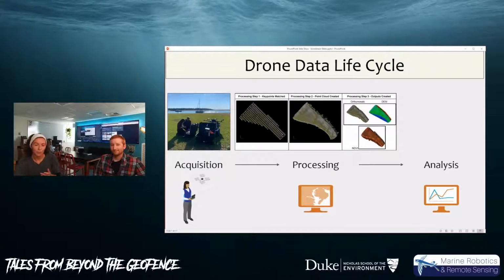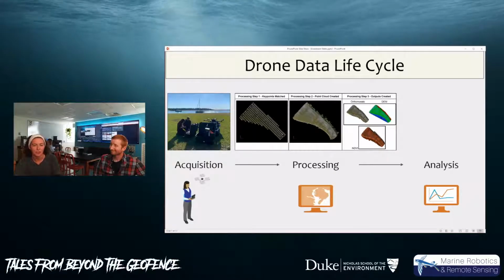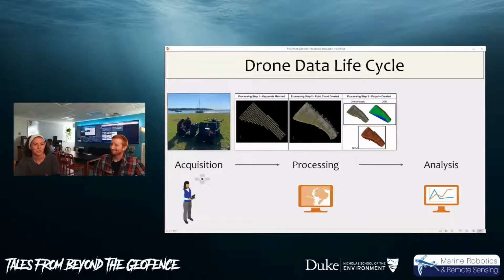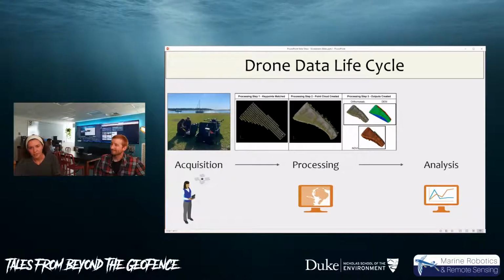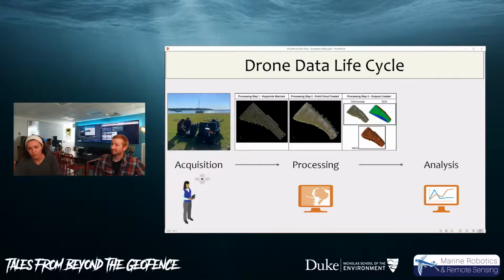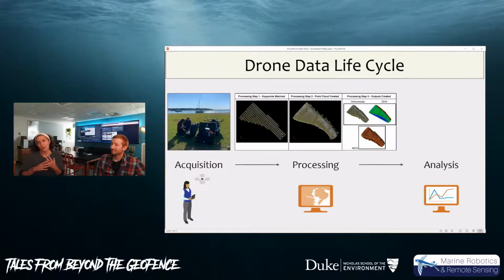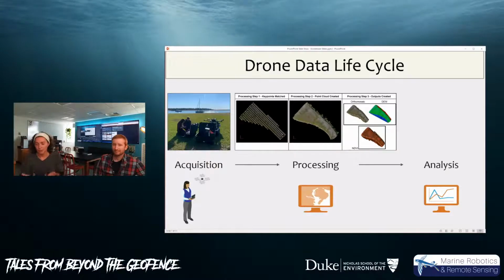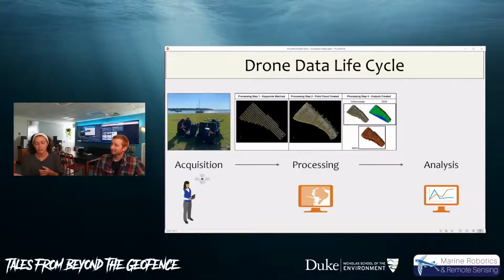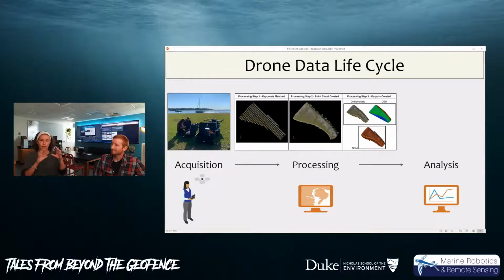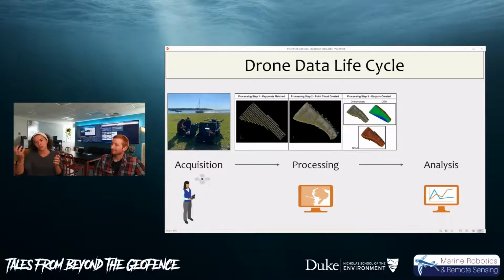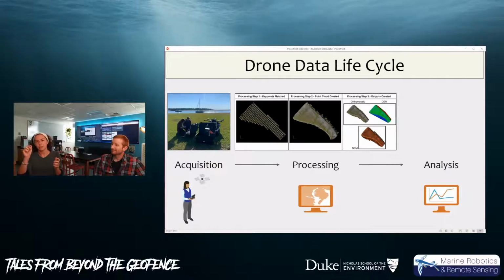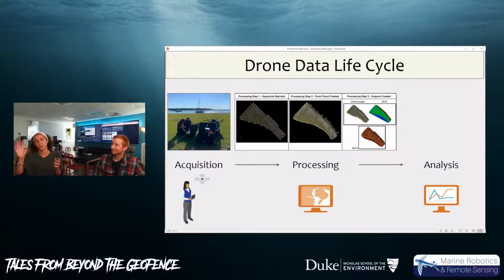And then the processing phase is sort of the black box of the drone data lifecycle. There are a variety of image processing softwares out there. We use Pix4D, but the image processing phase is what essentially takes all the little photos you get from your drone flight, takes those and creates these products that you then use in your analysis.